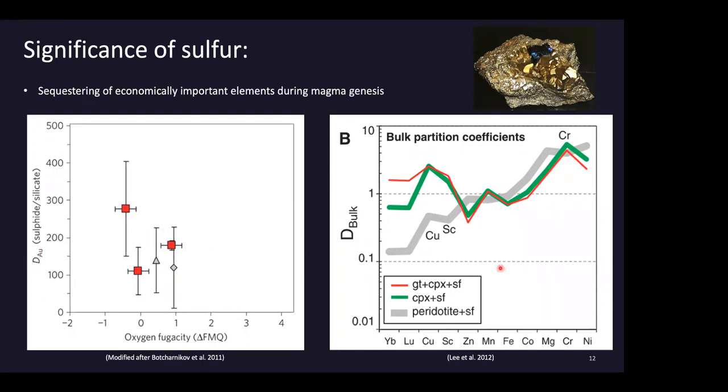And in the figure on the right, we see the bulk partition coefficient. The red and the green lines show us that in the presence of a sulfide, these chalcophile elements like copper and chromium tend to be incorporated into the mantle and not get incorporated in the melt. Thus, we can say that when sulfur as a phase is present, mostly sulfide, these elements will remain behind and will not be mobilized by melting. However, if sulfide is removed from the source while melting, these elements will be mobilized, and thus it can lead to the formation of economically important ore deposits.